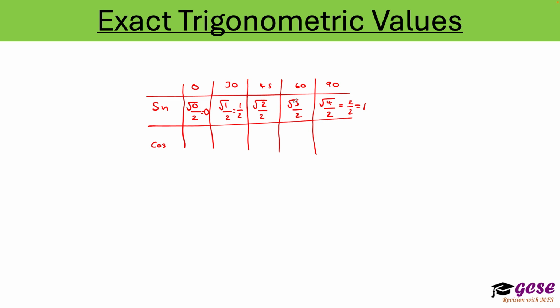Okay, now for cos, it's the exact same, however, it's the opposite way around. Okay, so you know how we went 0, 1, 2, 3, 4 on the first scenario. This time for cos, we're going to go in descending order. So we're going to go 4, 3, 2, 1, 0. Okay, and the exact same stuff, divide by 2, and then square root the top.